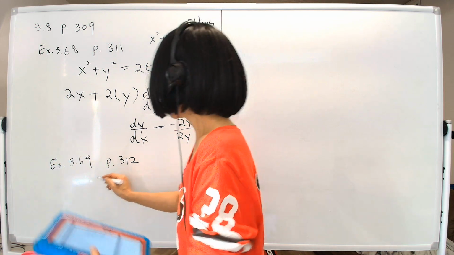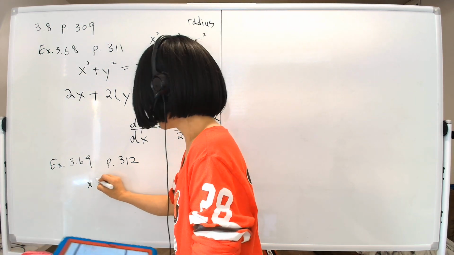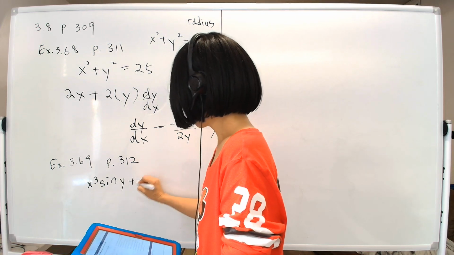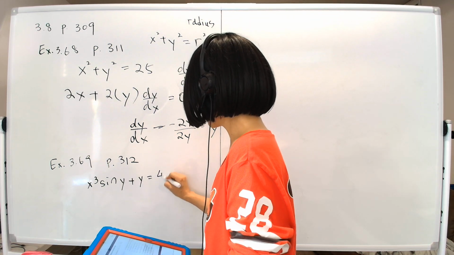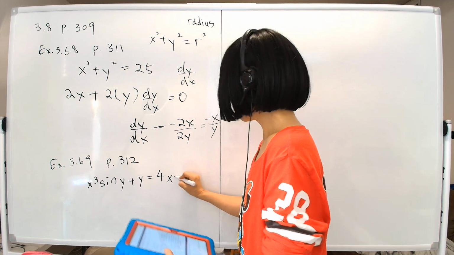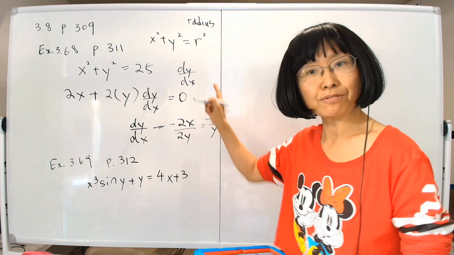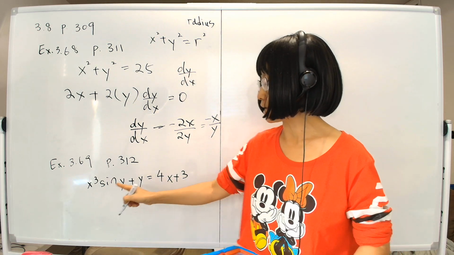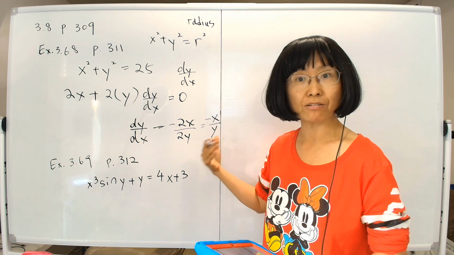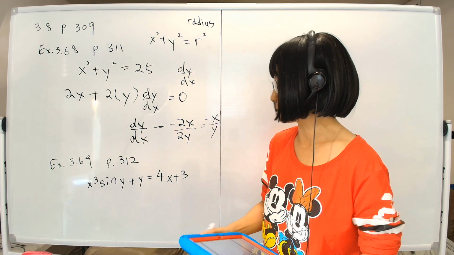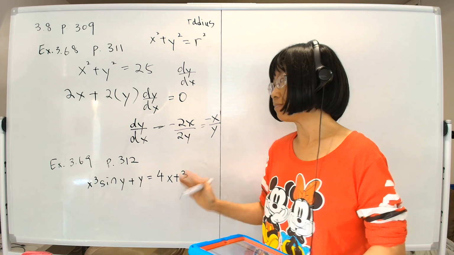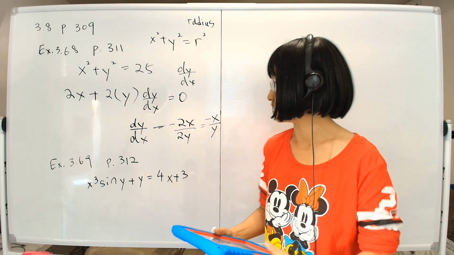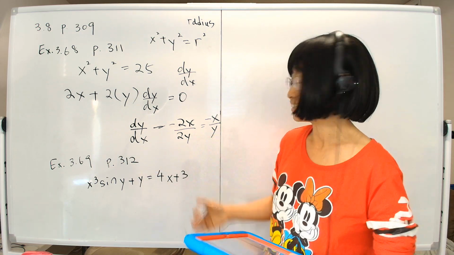Look at the equation, which is x to the power 3 sine of y plus y equals 4x plus 3. Again, we're trying to find dy by dx. Now, it's not possible to yank y out of here and write this equation as y equals something, like a normal neat equation. But even then you can still take the derivative. And what's more interesting is that it's not that hard. You just differentiate both sides and see what comes out.